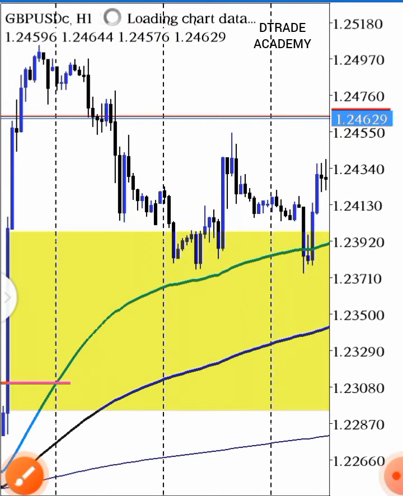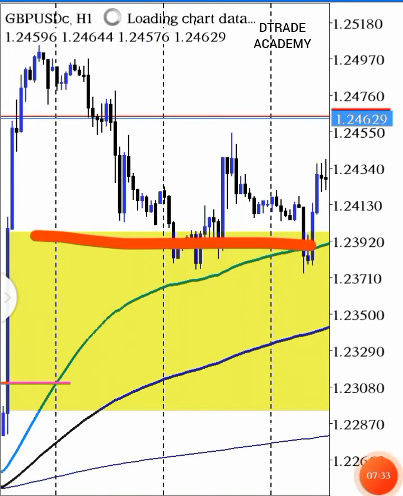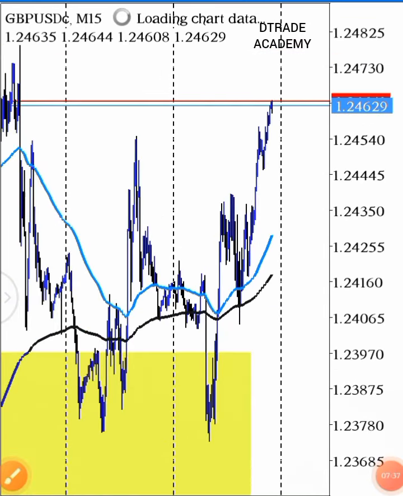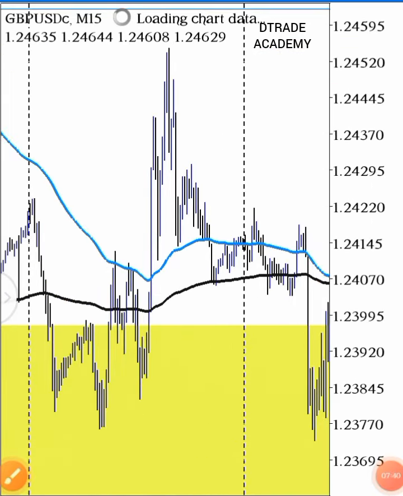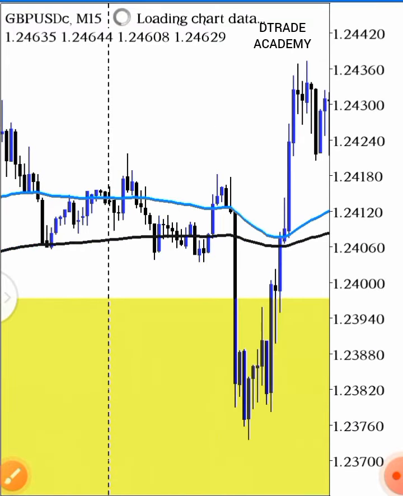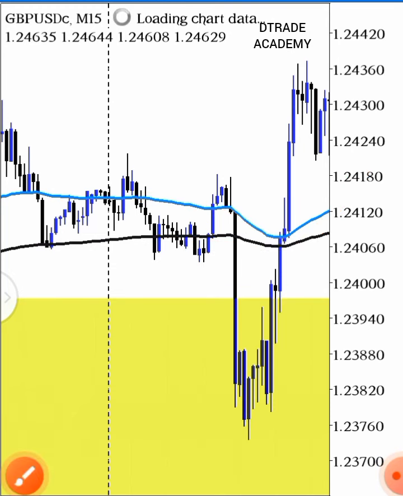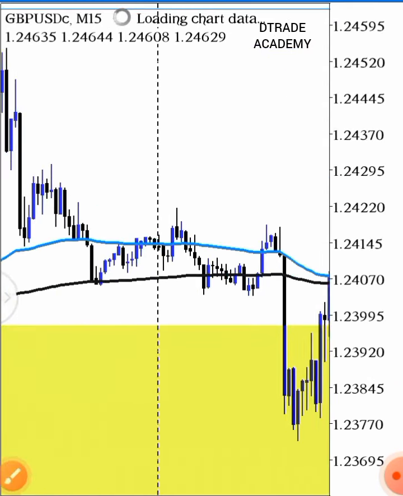Once you see price testing that marked zone, go to your M15, our entry model, and wait for price to break through our black and blue moving average. This is for those who don't know how to use CHoCH. Once price breaks through, we can now place a buy trade.